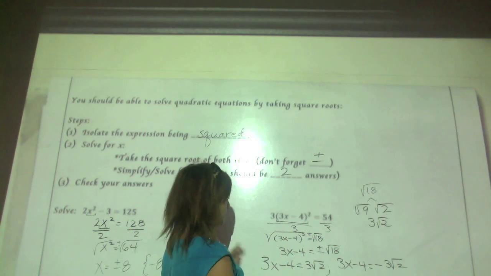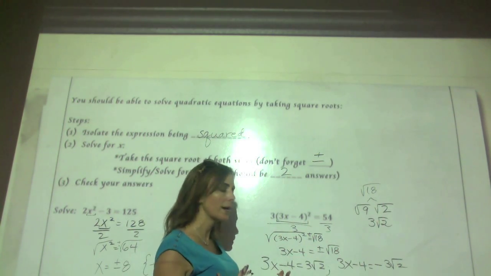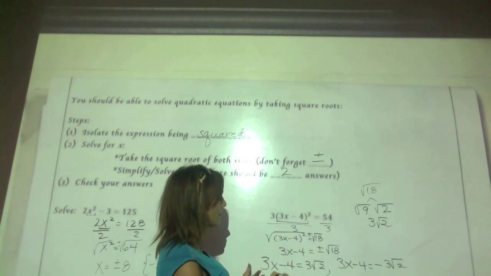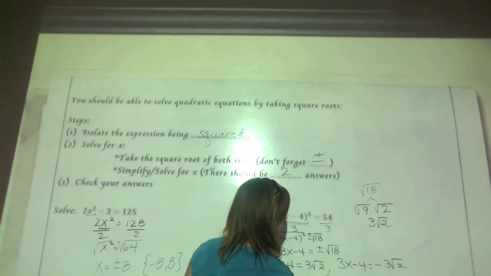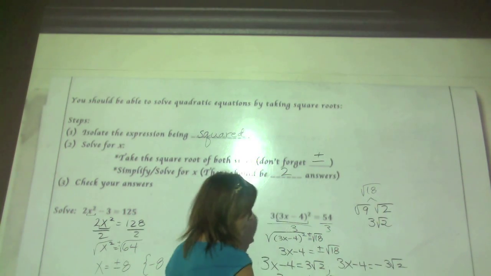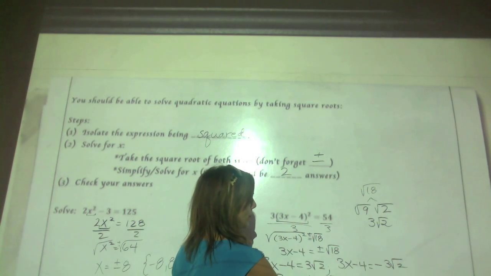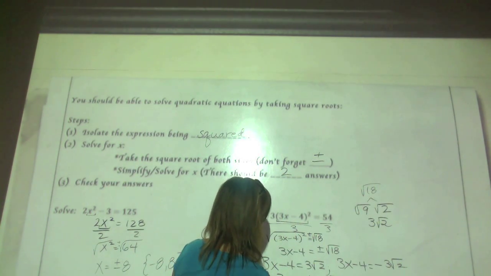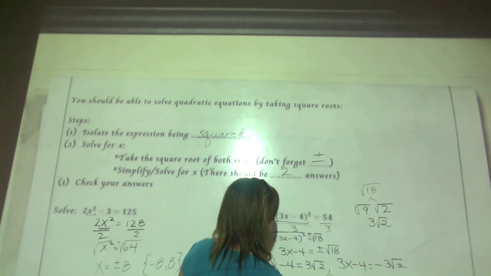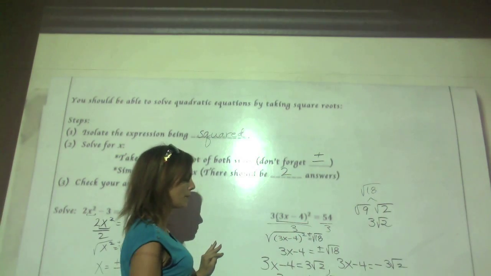Add the 4. 3x is equal to, now I can put the 4 in either place, but if I'm going to add it, I want to just keep it in front, because then I don't have any kind of thought about putting it under the radical. And then I'm going to divide this thing by 3. So 4 plus 3 radical 2 all over 3.